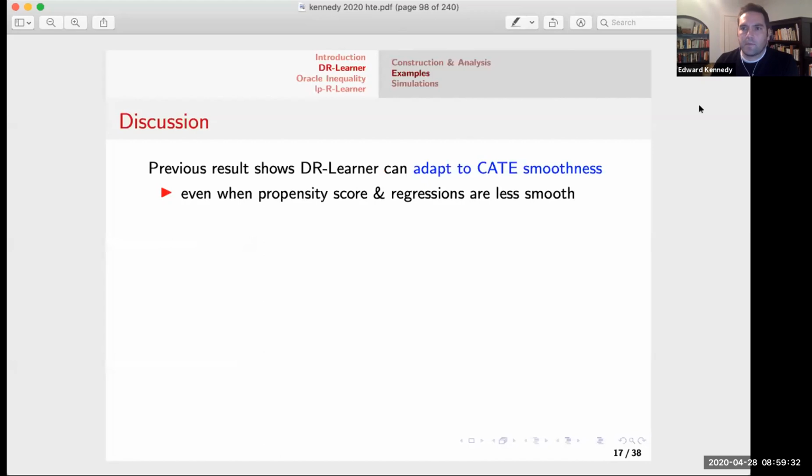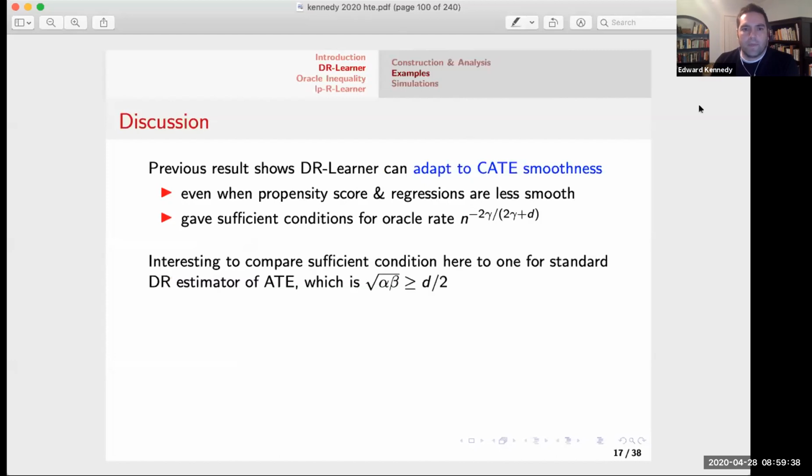Even when you have less smooth propensity scores or regression functions, you can get nice sufficient conditions for achieving this oracle rate. And it's interesting to think about how they compare to the corresponding sufficient conditions for the average treatment effect instead of the conditional effect. For the average effect, the condition you need for a standard doubly robust estimator is that the geometric mean of the smoothness, so the square root of alpha times beta, is greater than d over 2.